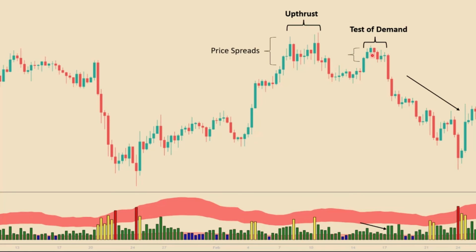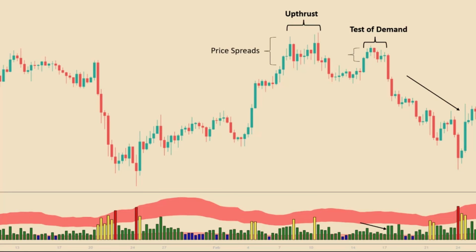In addition, we can see that the volumes on average are greater than we see during a test of demand where we see declining volumes. This tells us there is less probability of more demand entering the market and prices may be ready to move lower. If looking for a short trade at the end of the test of demand, we would again want to set the stop just above the high of the upthrust to give the trade enough room to breathe should it work out.